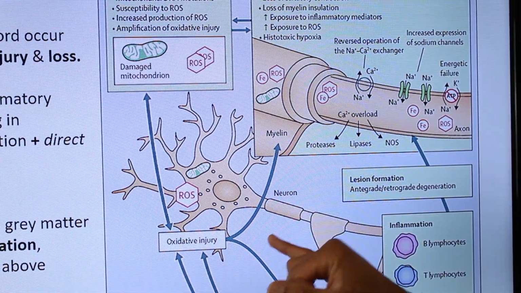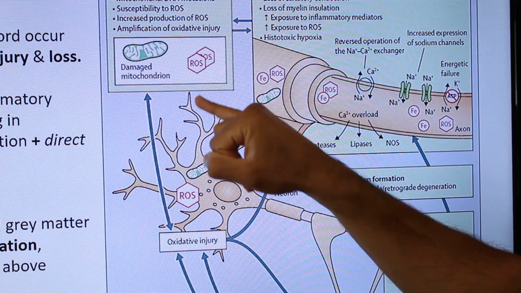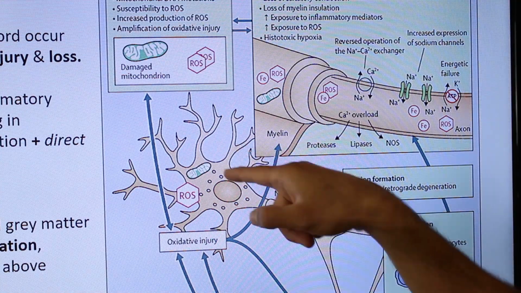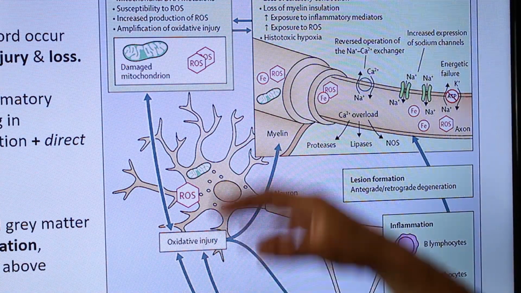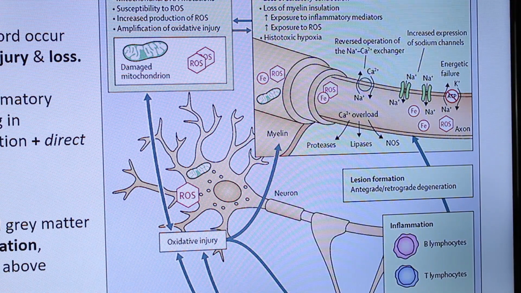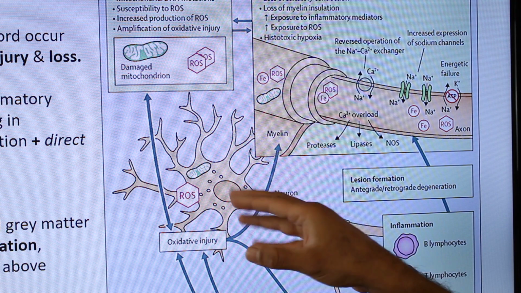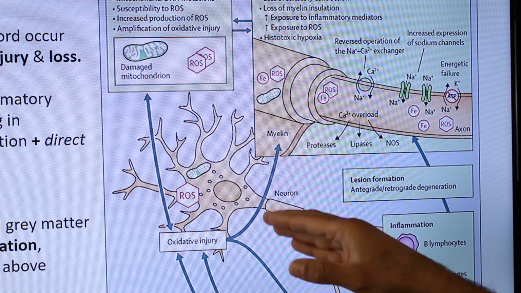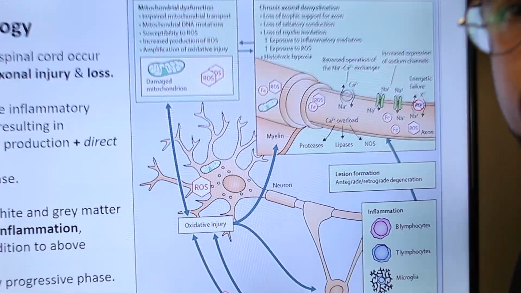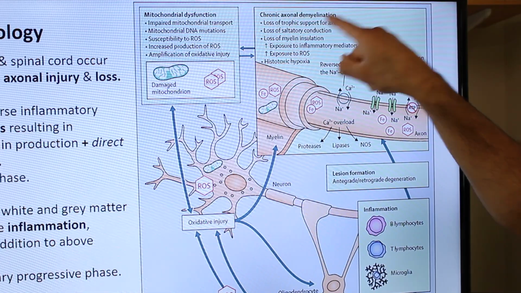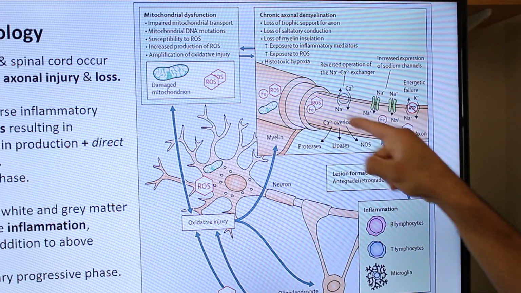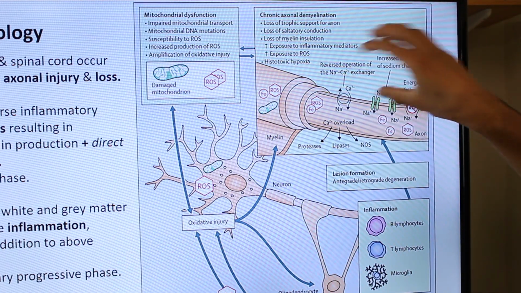Now, what we can see is that once you have oxidative injury, you also start to have damage to the mitochondria, which are contained within the cell body. That mitochondrial dysfunction causes a whole range of other inflammatory molecules to be released, and also other free radicals within the neuron. Eventually, over a long period of time, that causes chronic axonal demyelination. So you have this long-term low-grade inflammation causing long-term damage to some of the specific processes.